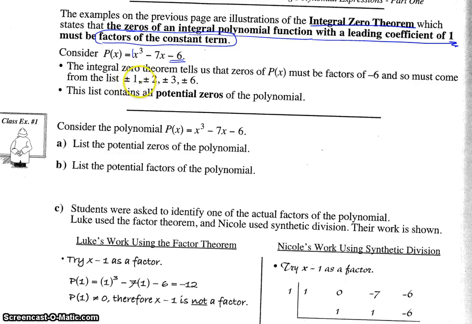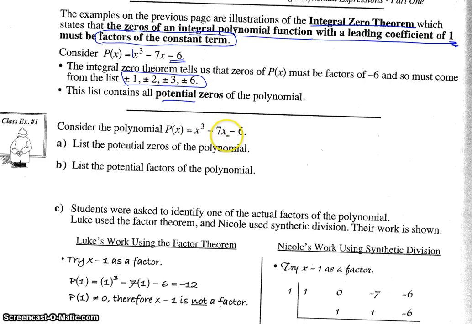Because you could have negative 1 times positive 6 to give us negative 6, or positive 2 times negative 3 to give us negative 6, okay? This list here are all the potential zeros of the polynomial. That doesn't mean the zeros are going to be all of those. They will just be part of some of those numbers.